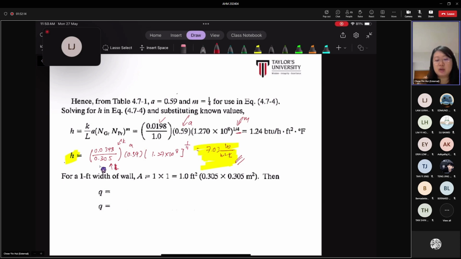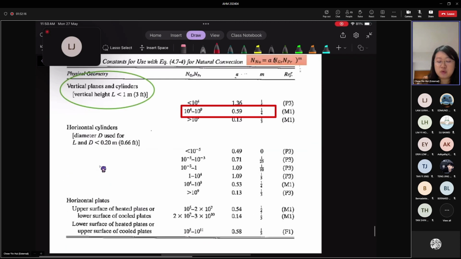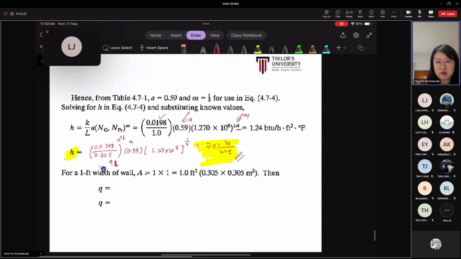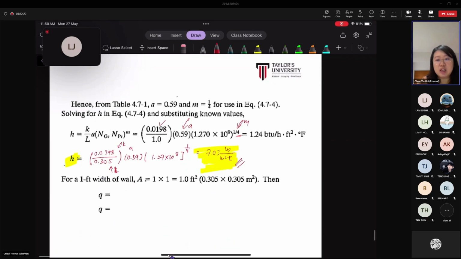All right. So they also ask us to solve for the heat transfer per unit width, or let's say if we calculate just the rate of heat transfer. So completing it, it will be 7.03 watt per meter square Kelvin. All right, so it's a plate. And we know that the length is 0.305 meter on each side, so we just square it. This then will give us the surface area of the plate.